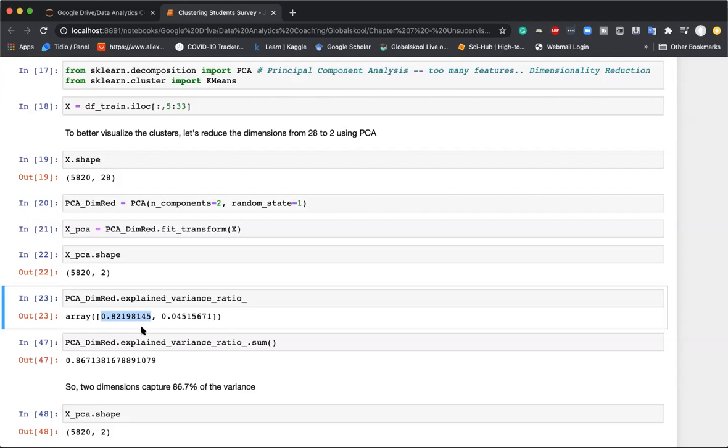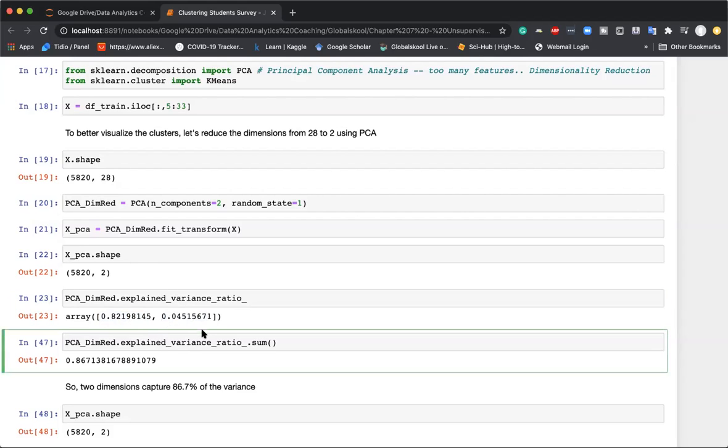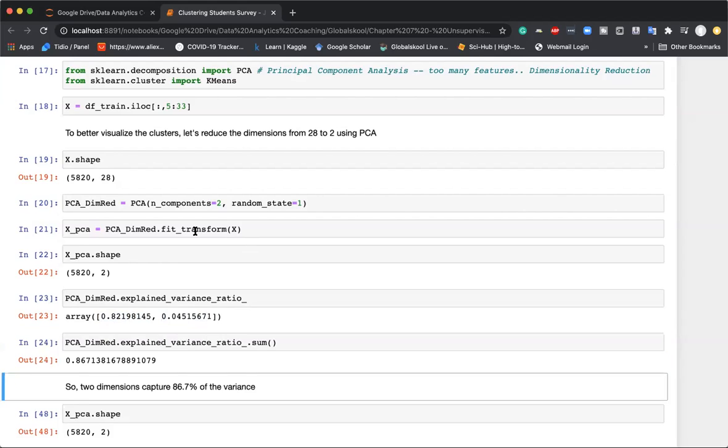Okay, so what we see is out of the 28 questions, we have captured most of it within the first column itself. And as we increase the number of PCA components, we could see that this number will become lesser and lesser. Okay, so if I do the sum of this explained variance ratio, I can see that together these columns 1 and 2 give a total explained variance of around 86.7%.